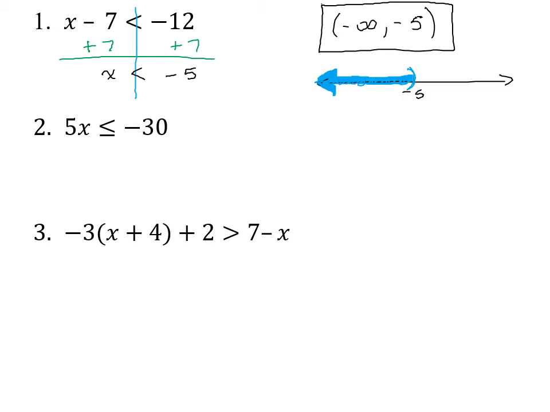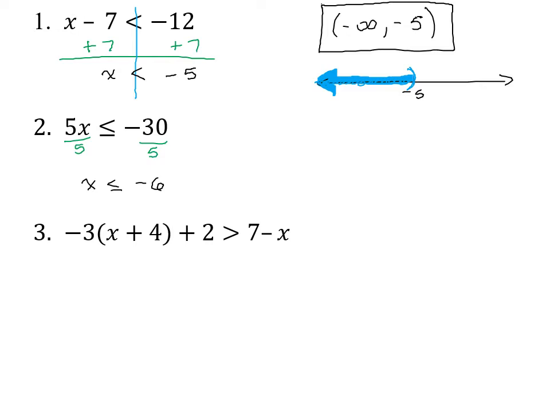On the next one, we have 5x is less than or equal to -30. Here, there's no fractions, there's no simplifying, and in fact, the x's are already on one side and the numbers on the other, so we can skip all the way to the last step, where all I really have to do is divide by 5 on both sides. Now notice you're dividing by +5, so +5 will not change anything. It will stay less than or equal to, and this becomes -6. It's almost identical to the first one, except for the equal to part.